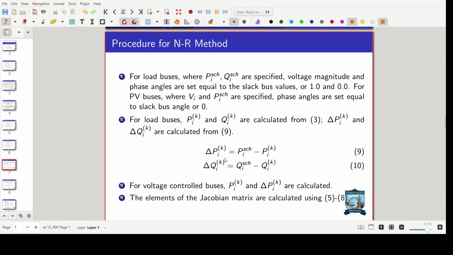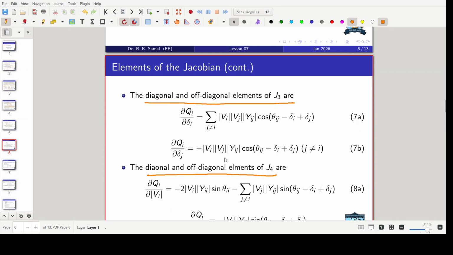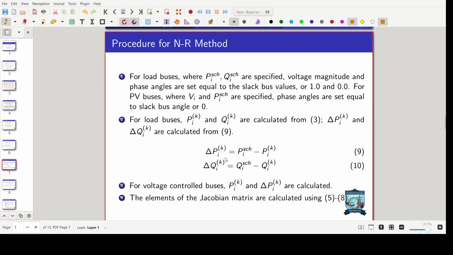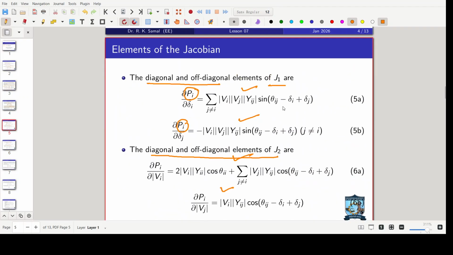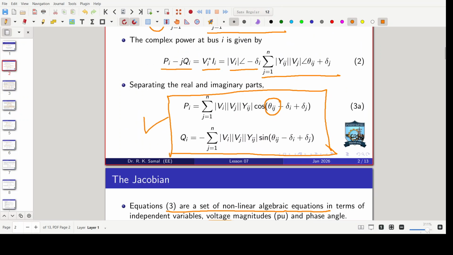Now that we know how to obtain the elements of the Jacobian, we go to the steps that are required to solve the power flow problem using the Newton Raphson method. For load buses where Pi scheduled and Qi scheduled are specified, voltage magnitude and phase angles are set equal to the slack bus values, or 1 magnitude and 0 angle. For PV buses where Vi and Pi scheduled are specified, phase angles are set equal to the slack bus angle, or 0. For load buses, Pi(k), Qi(k) are calculated from equation 3 given in slide 2, using this.